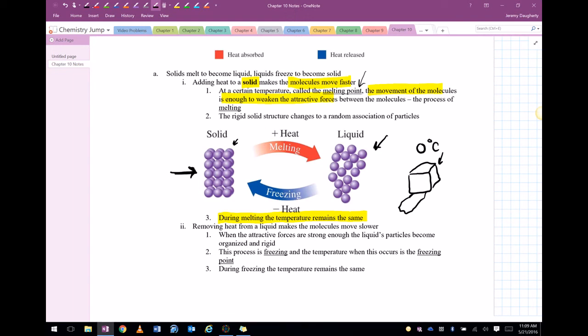Okay, if we remove heat, we basically have the opposite process. When the molecules are strong enough, they'll become organized and rigid because that force of attraction is there to keep them in place. Right? And again, during freezing, temperature remains the same.